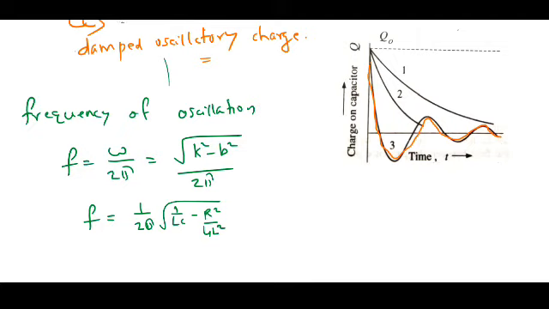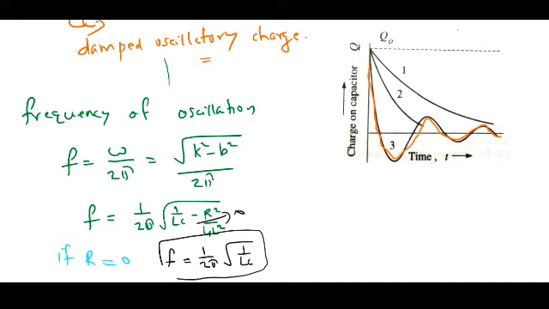If the value of the resistance R is equal to 0, what will happen to this term? This term goes to 0, and the frequency will be f is equal to 1 by 2 pi root of 1 by LC. This is the frequency of the oscillation.